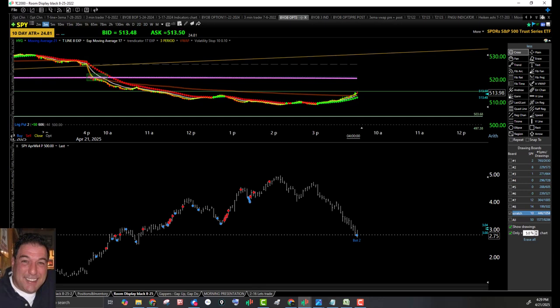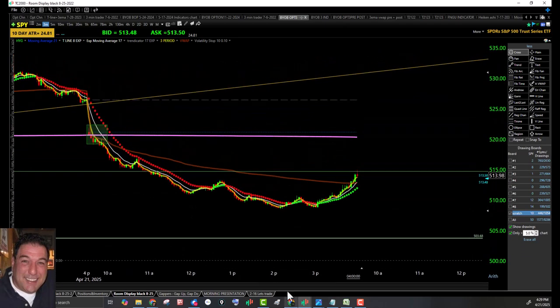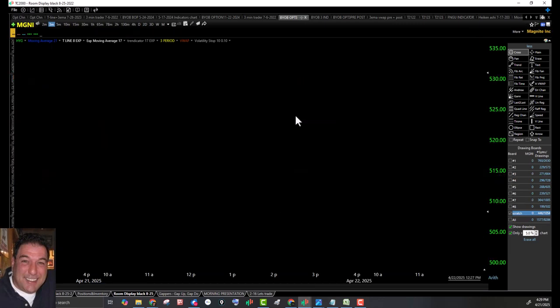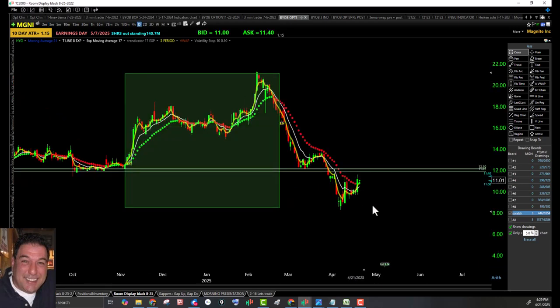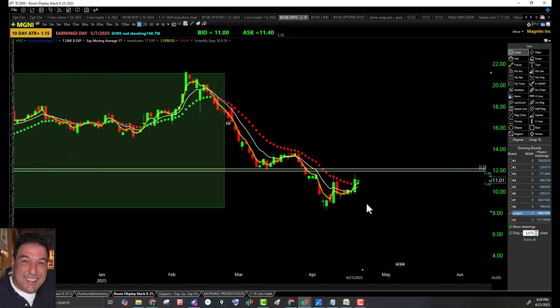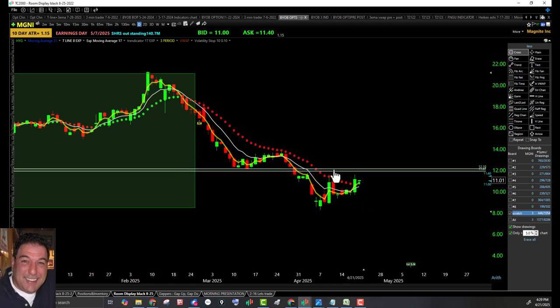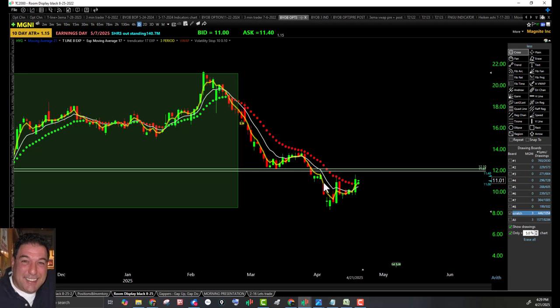We can look tomorrow. We can look at it right now. MGNI. All right. Robert wants to look at MGNI. MGNI, on the daily chart. That's a downtrend. Still a downtrend. Looking like it's hooking here.